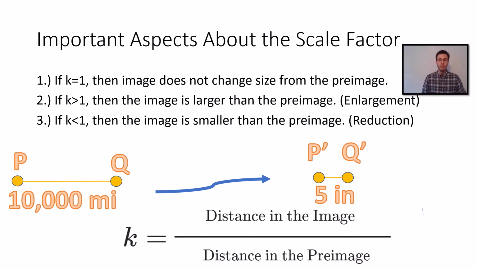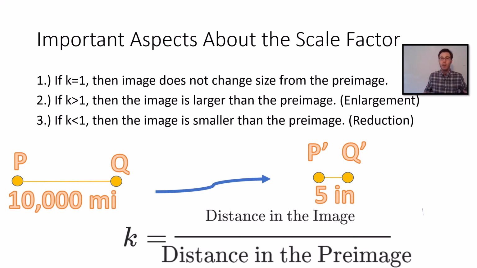Again, notice what happens to the distance in the preimage. It becomes huge. That value becomes drastically large. And whenever you take a number and divide it by a huge value in the denominator, that value becomes closer and closer to 0. For instance, 10 divided by 100,000 is going to be close to 0. So the value in the denominator gets larger and larger, and k gets smaller and smaller. So k becomes less than 1. That's the way you want to think of it with this one.